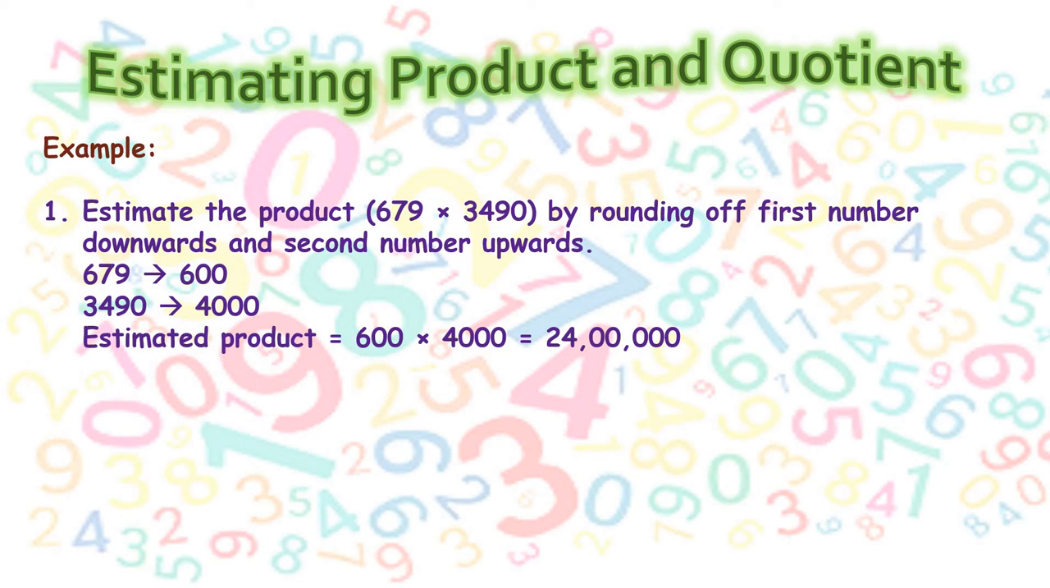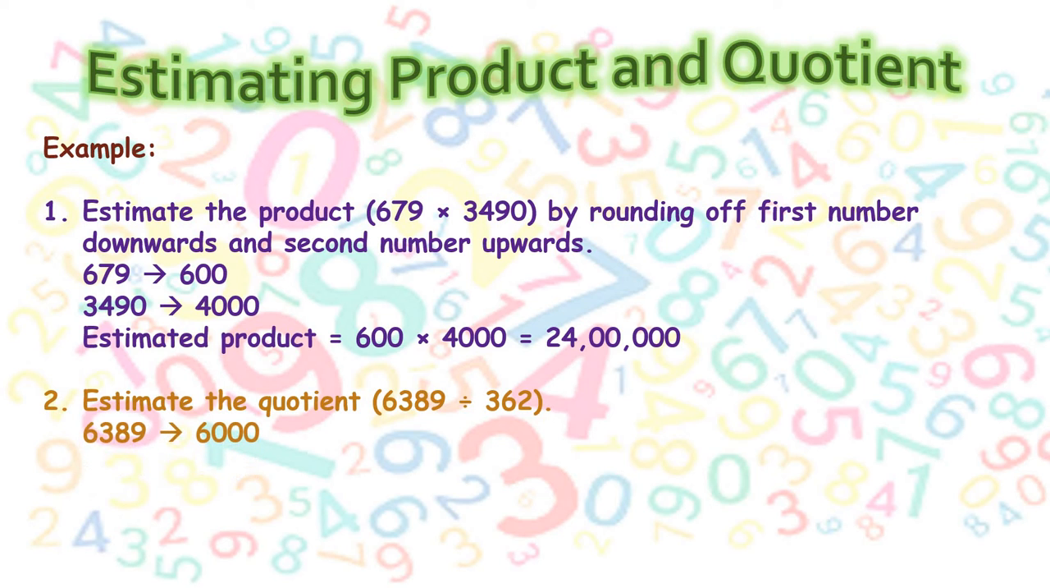Okay, next, estimate the quotient 6389 divided by 362. Here no instruction has been given, so we will round each number to its highest place. So 6389 will become 6000, and 362 will become 400. Now the estimated quotient will be 6000 divided by 400 is equal to 50. So this was all about estimation. I hope it is clear now.